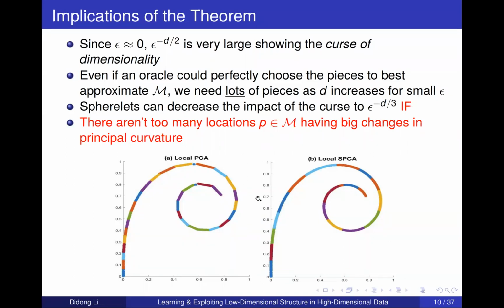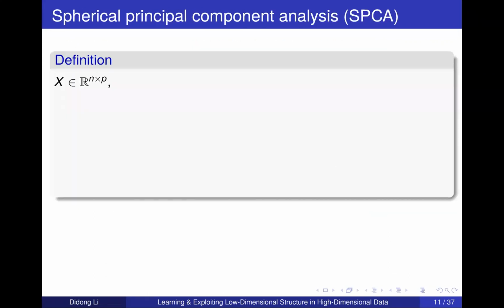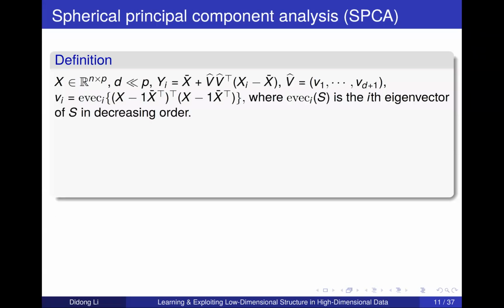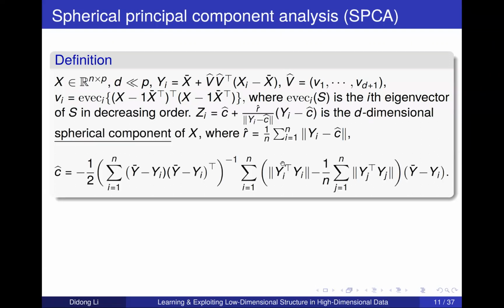What about the SPCA or spherelets case? The good news is that we can do a similar optimization. So we still have a closed form solution for this sphere. We don't need to do gradient descent. We call this spherical principal component analysis because it's a spherical analog of PCA. We call it SPCA. So given some data X, you can always find the best center C hat and the radius R hat of the best sphere in closed form. There is no gradient descent at all.